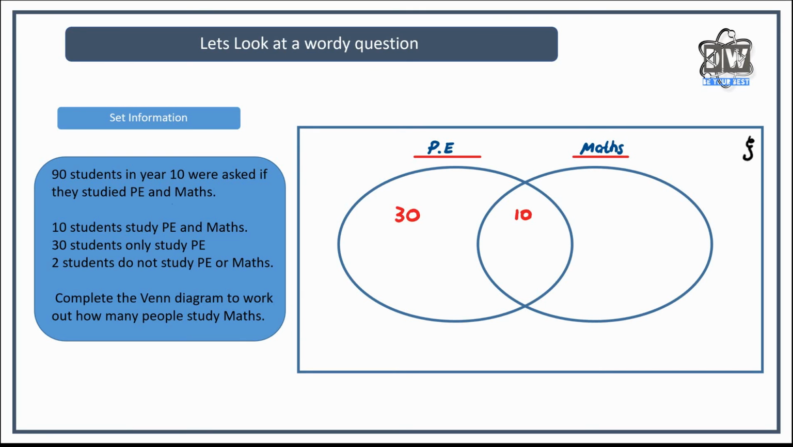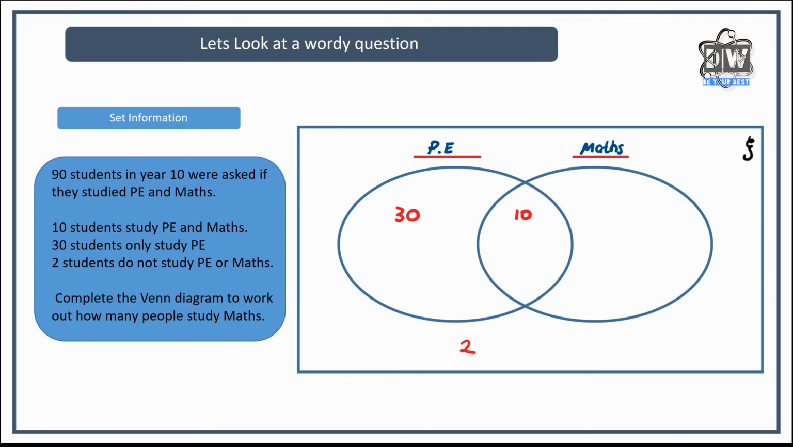So in total, how many people study PE? That would be 30 plus 10 equals 40. 2 students do not study PE or maths, so they sit outside. Let's complete the Venn diagram to work out how many people study maths on its own. Well, not on its own actually, how many people study maths as a whole, but we're going to find out how many people study maths on its own.